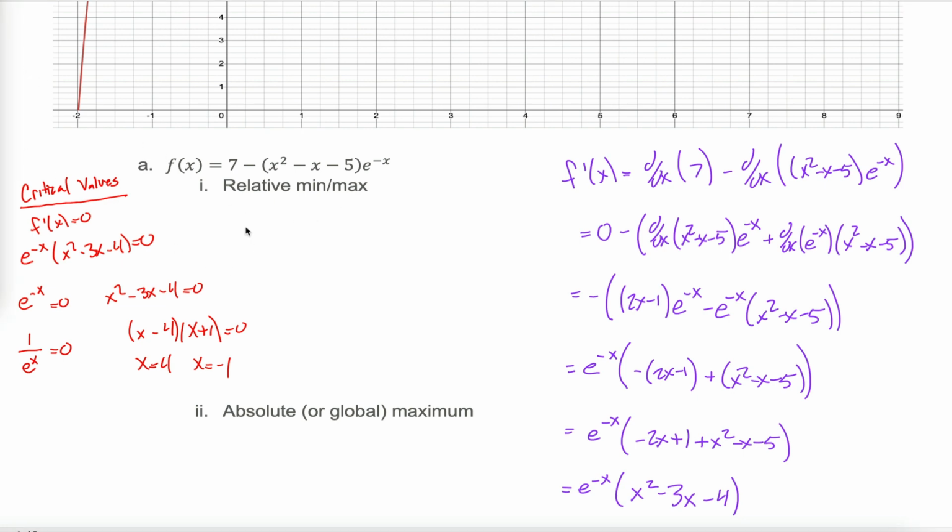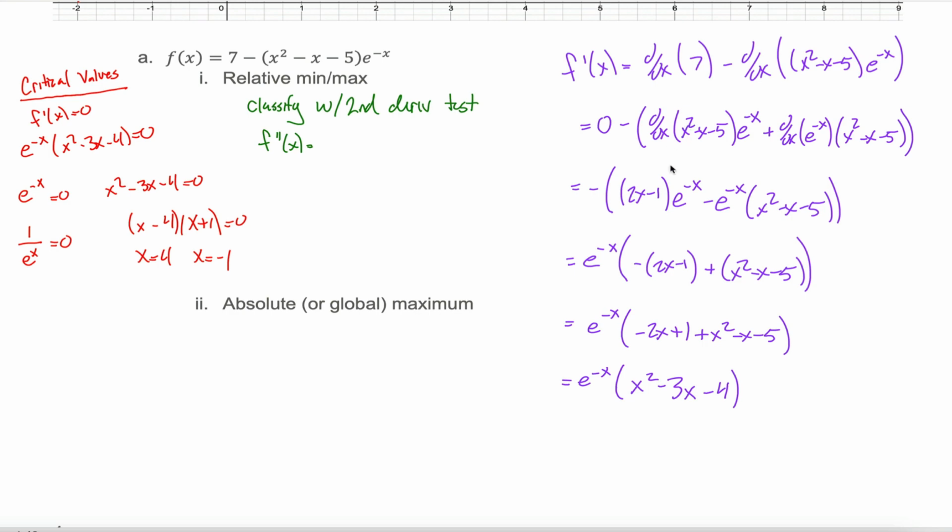To do that, we got two options. We can either classify with the first derivative test or the second derivative test. I'm partial to the second derivative test, so that's what I'm going to do. If I'm going to use the second derivative test, well, I got to know the second derivative. Second derivative is just the derivative of the derivative, so I can pick any form of the derivative, any of these lines here. I kind of like this bottom one, and take the derivative of that.